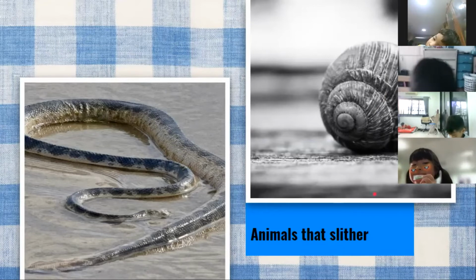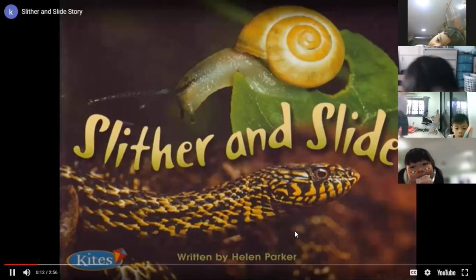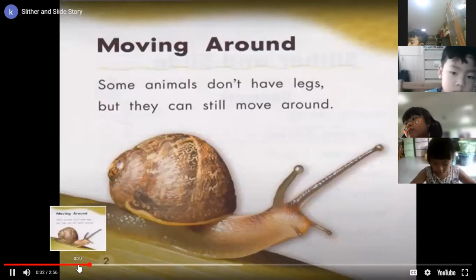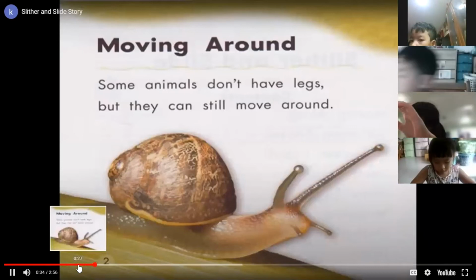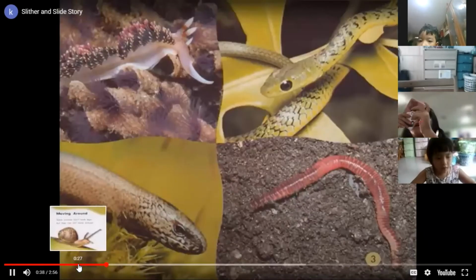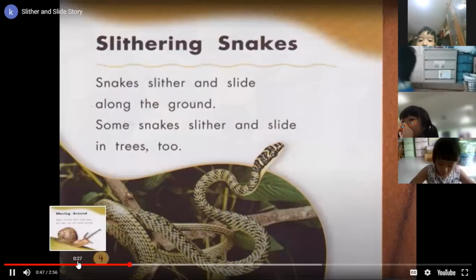Next, Moving Around, written by Helen. Some animals don't have legs, but they can still move around. Slithering snake. Snakes slither and slide along the ground. Some snakes slither and slide in trees.